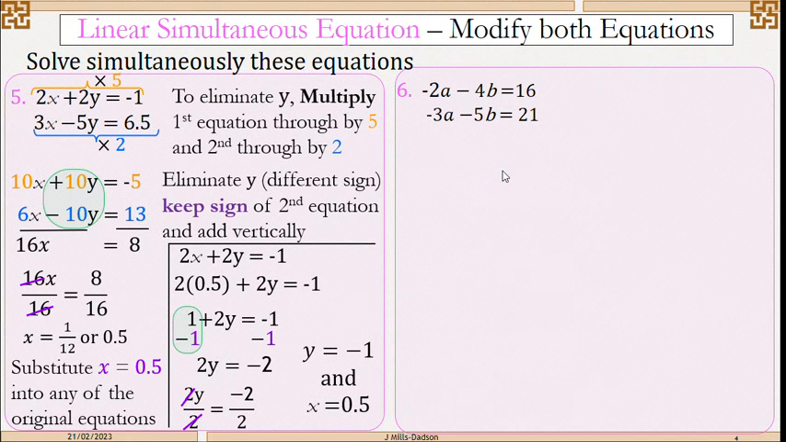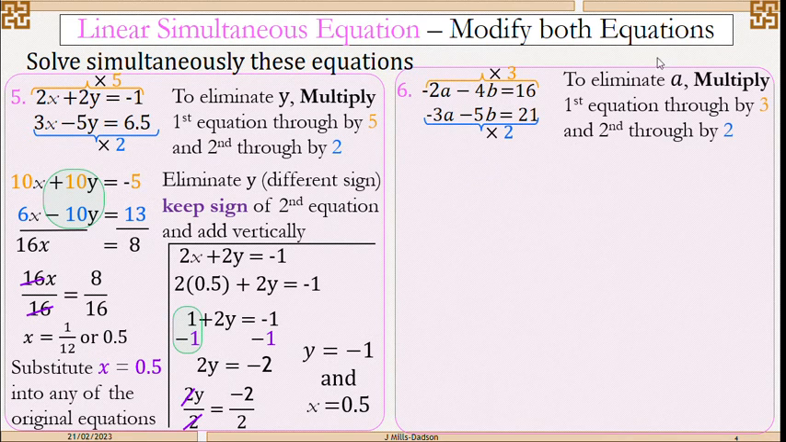Okay, here I want to choose to eliminate a. So to eliminate a, I want to make sure they have the same coefficient in absolute terms. So 2 and 3 LCM is 6. So to make sure I get 6 in front of the top line, I'm going to multiply each term by 3. The bottom line, to make sure I get 6 here, I'm going to multiply each term by 2. So the top line will give me this. The second line will give me that.